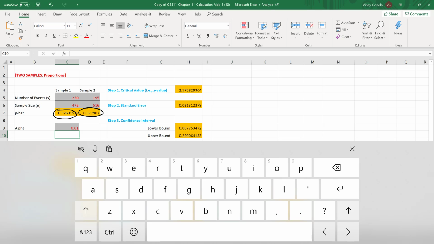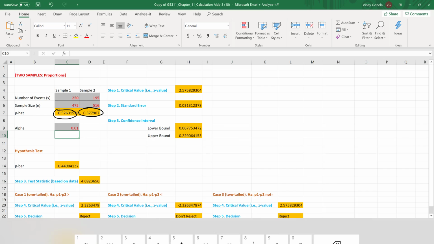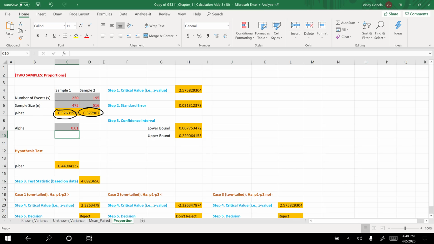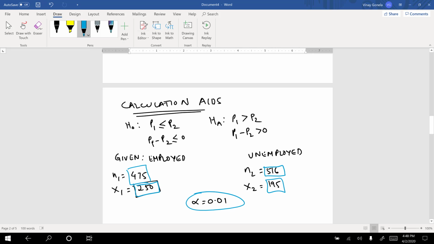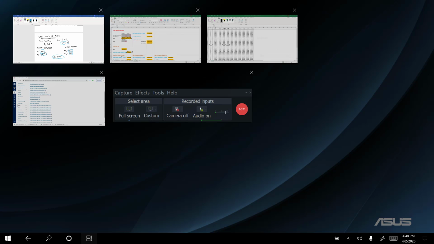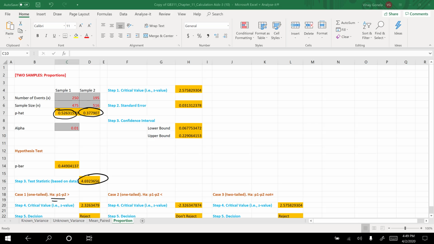And so which case to use? Your test statistic is 4.69. Now which case to use? You will look at H alternative, not p hat, H alternative. How does it look? I will go here and look for my H alternative. It looks like P1 minus P2 greater than. So I will go to the sheet, and P1 minus P2 greater than is this one, so I will use this.